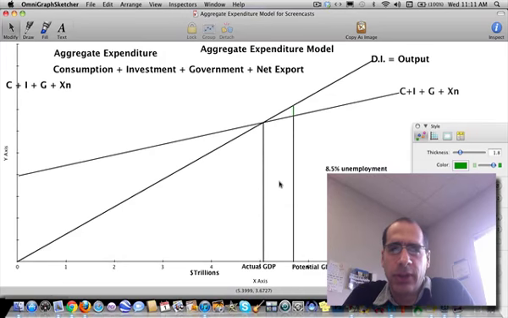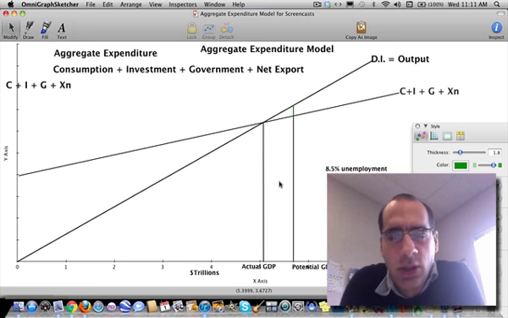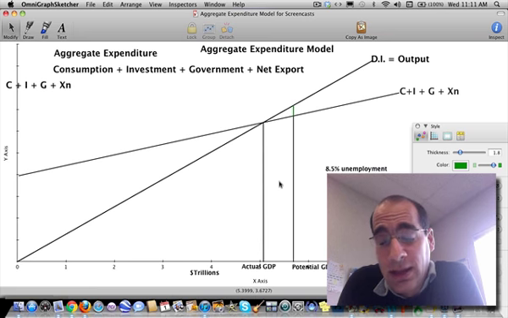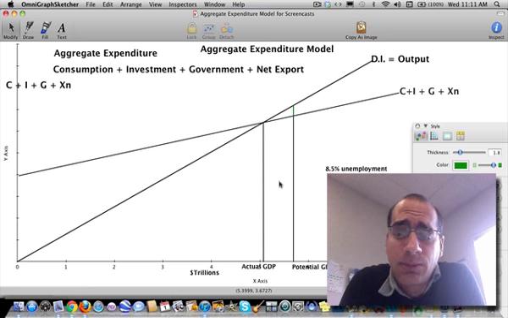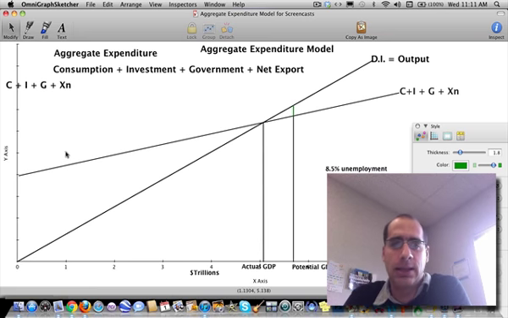This is video 9 of the aggregate expenditure model. In the last video you learned about the multiplier, and in the video before that, at the end of that video, we talked about what we call a recessionary gap. So our model is pretty much complete. We have our C plus I plus G plus X line.